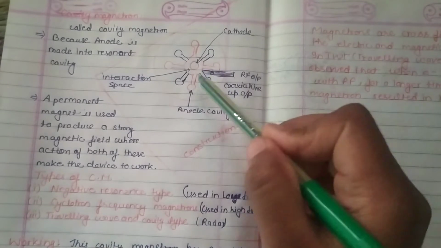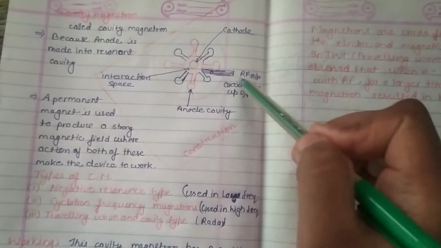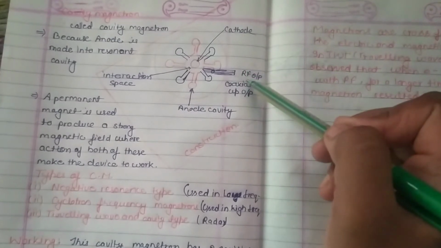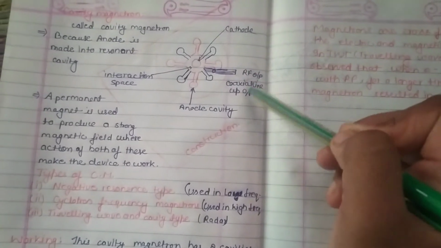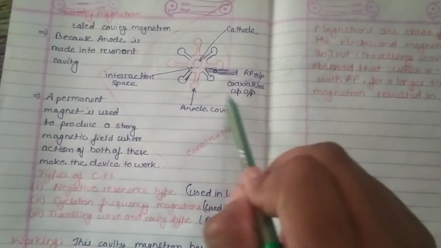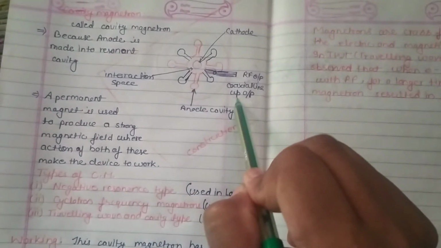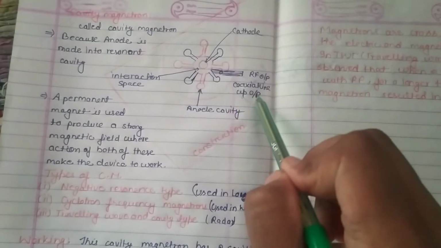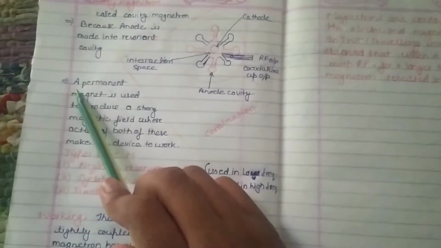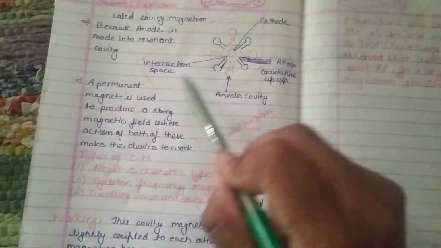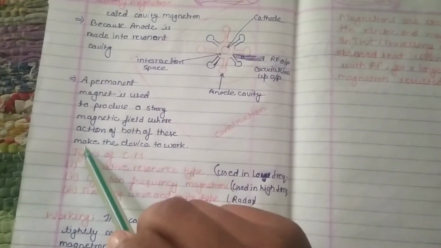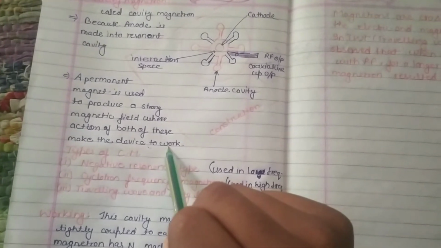with the multi-layered metals. That's the resonant frequency output, and these are coaxial lines to give us the output. And a permanent magnet is also used to produce a strong magnetic field, where the action of both of these makes the device work.